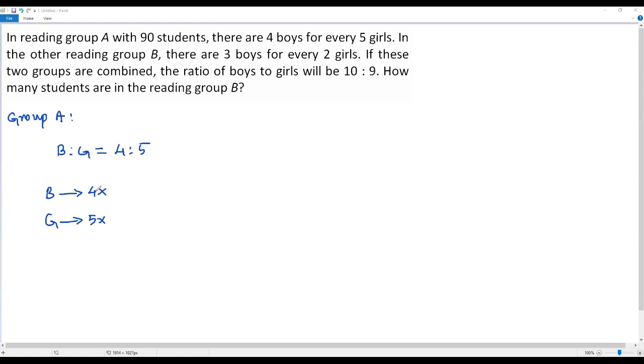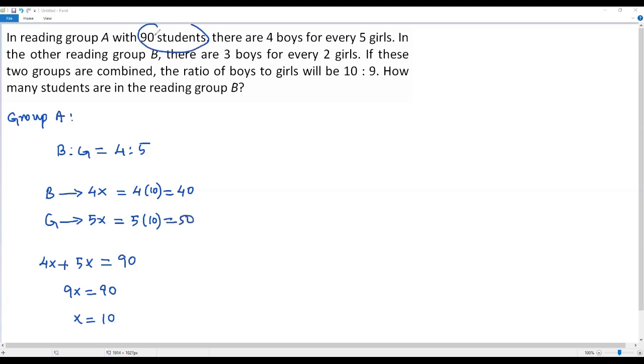Okay, now I have the number of boys and number of girls in group A in terms of x. But I already know the total number of students in group A is 90. When I add the number of boys 4x and number of girls 5x, that equals the total number of students in group A, 90. So 4x + 5x = 90, 9x = 90. Dividing both sides by 9, I get x = 10. Now I can plug in x = 10 to get the number of boys, 40, and the number of girls, 50. So in these 90 students in group A, there are 40 boys and 50 girls.